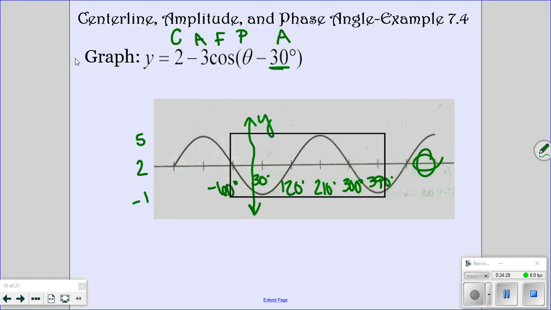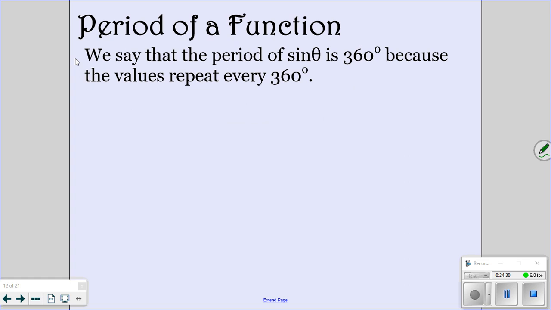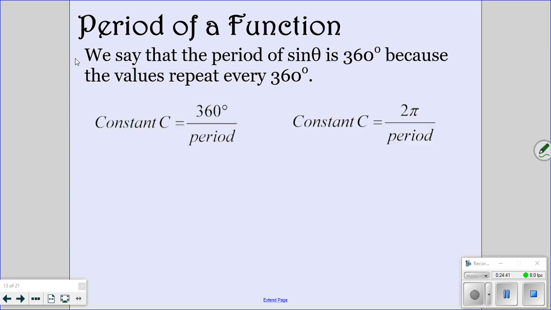Okay, so now we're going to be looking at periods. So we've been saying that the period is 360 degrees. And so far, for all of them, that has been true. They haven't messed with the period. It repeats every 360 degrees. For sine and cosine, the period is 360, or 2 pi if you are in radians.